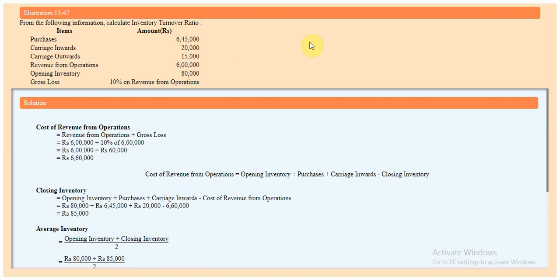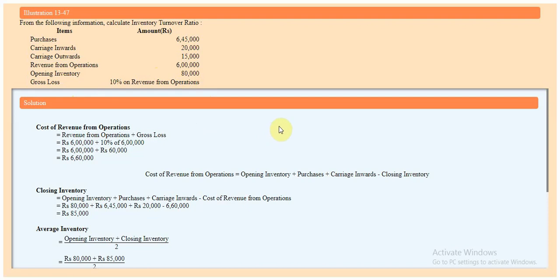Next problem says from the following information calculate inventory turnover ratio. Purchases is given, carriage inwards is given, carriage outwards is given, revenue from operations is given, opening inventory is given, and gross loss is given. Note this is not gross profit, this is gross loss, and the percentage is given on revenue from operations. So we have to find out inventory turnover ratio.